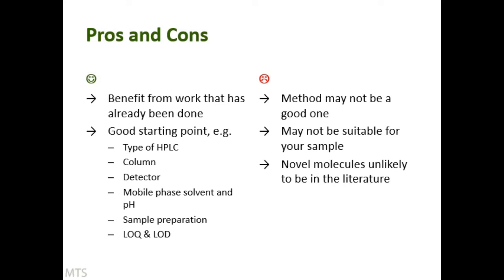Other things are things like detectors. Perhaps you look at the structure of your molecule and you think, is there a chromophore there? Is it a strong chromophore? Is it going to absorb UV? You're not sure. You find someone else has done it. So that really helps. Or if it doesn't have a chromophore, what you might find is people using other types of derivatizations. So you could find some useful information there.